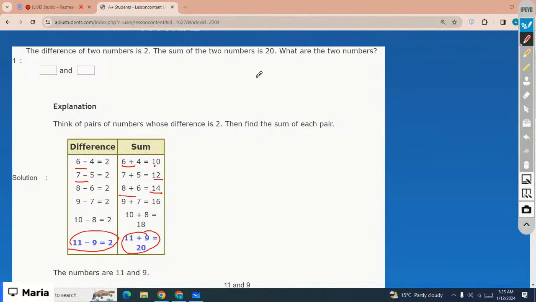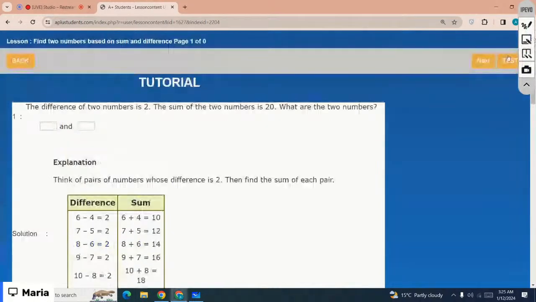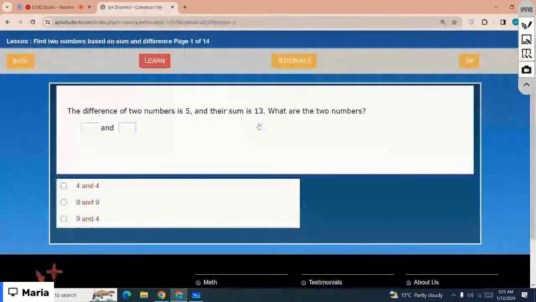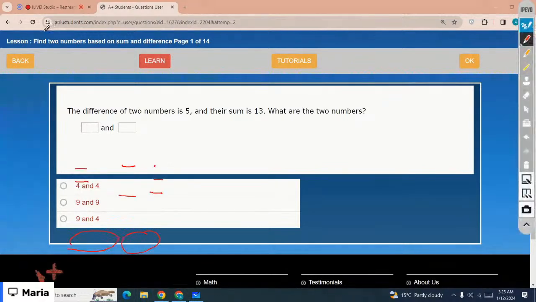Okay, let's just start with the test questions. The difference of the two numbers is 5 and their sum is 13, right? With the practice questions, you are given the options, so it is very easy for you to find the correct option, right? Just check the options. You don't need to make the table of difference and sum, right? Because here you are given three options.